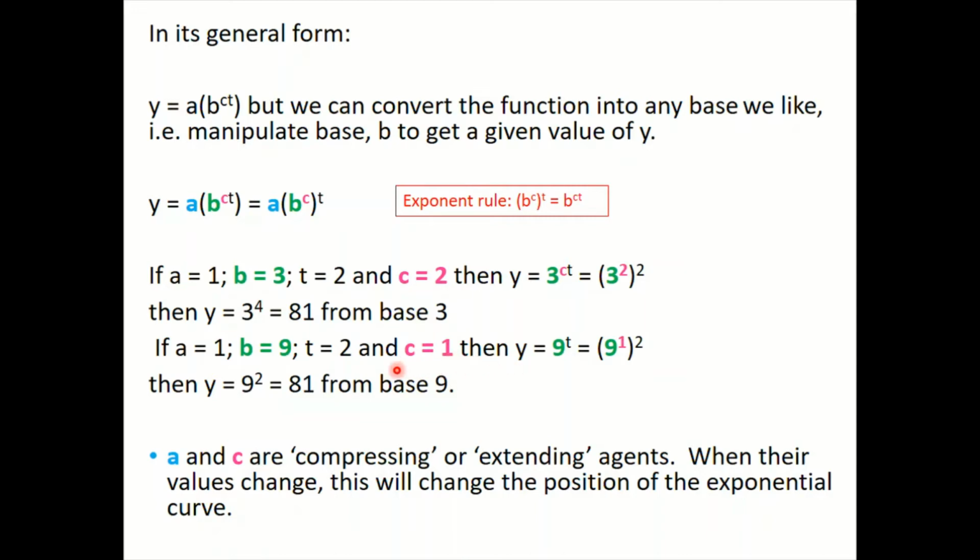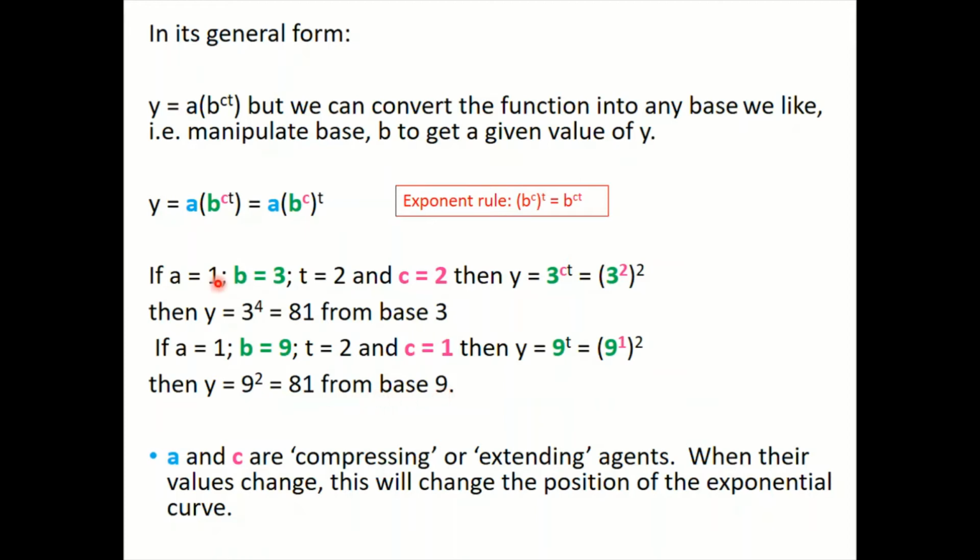If we plug all these values into our exponential function here, we will end up with 9 raised to the power of t. If we rewrite that, it would be 9 raised to the power of 1, which is now the value of c, and then out here we would have 2, which is our value for t. 1 times 2, we would end up with 9 squared, and we see we get the same value for y. It's 81, but from a base of 9. So this just illustrates how we can get the same value for y from different bases.